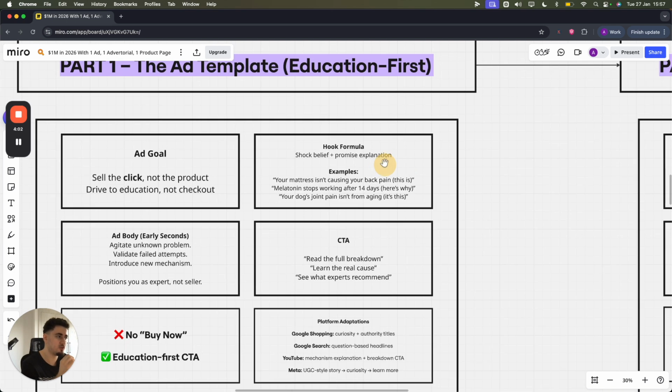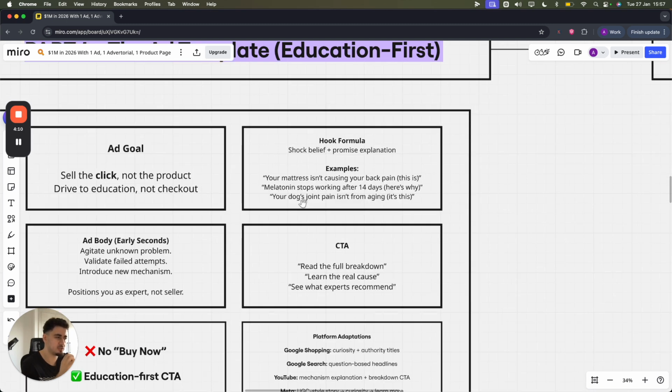So a good hook formula is you want it to be controversial, you want it to have a wow effect, and you want it to shock their belief system, right? So here are some very strong examples that you can definitely emulate. You can use AI and tailor it towards your exact offer, but these ones work really well.